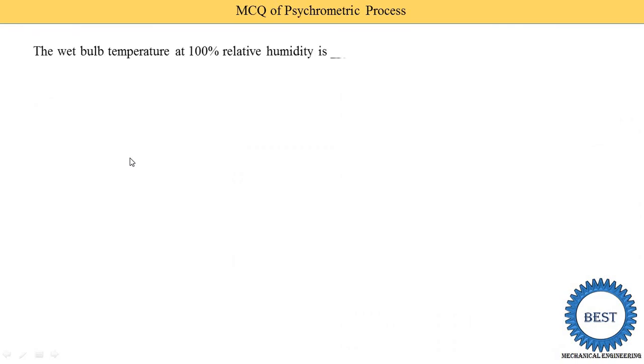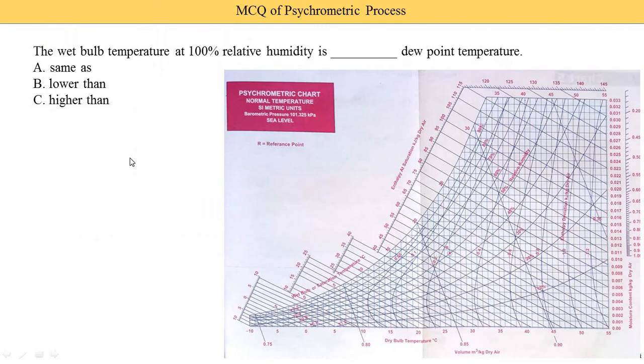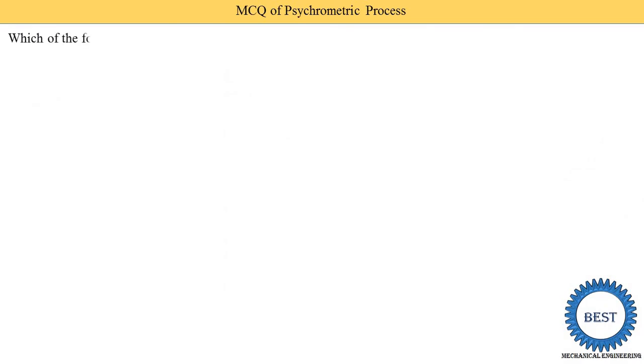The wet bulb temperature at 100% relative humidity is lower, higher, or the same as the dew point temperature? By default it is the same, because we already know that at 100% humidity all the temperatures are the same. So option A is the correct answer.